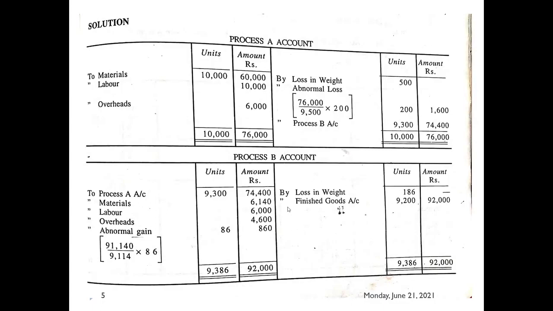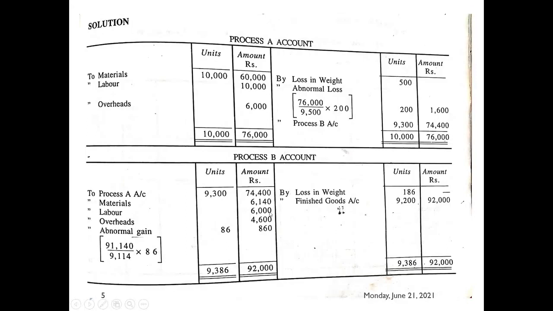So in this way process B and abnormal gain account is prepared. Again, I am repeating. To process A account, whatever was given, write that. Here the cost per unit is how much? 8 per unit. So in bracket, at the rate of rupees 8 per unit. Then to material, labor and overhead, we put the values. In credit side, by loss of weight, 2% of 9,300, so it will be 186. Then below, you write by finished goods 9,200. It is given in the question.